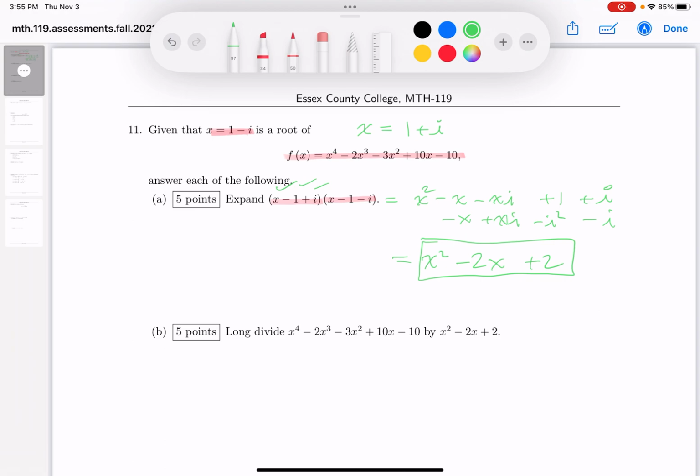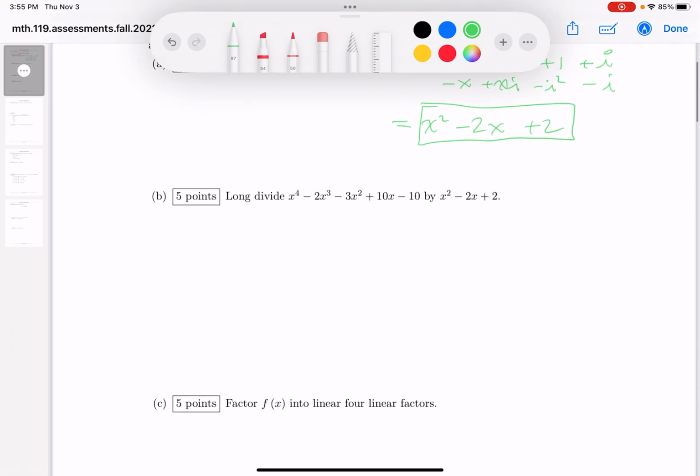All right, and the i's disappear. So we got that done. Next up is the long division. And doing that long division, what do you get over here? You've got x squared minus 2x plus 2, and we're going to divide that into x to the 4th minus 2x cubed minus 3x squared plus 10x minus 10.